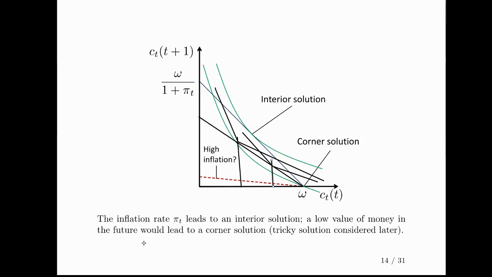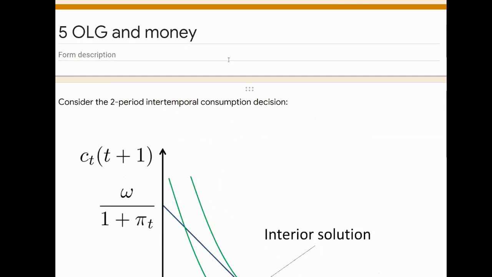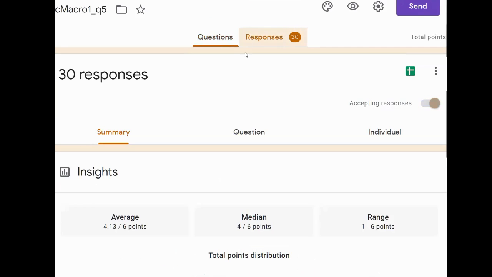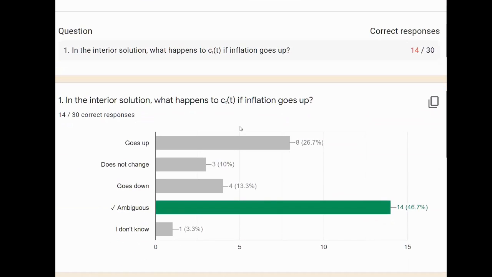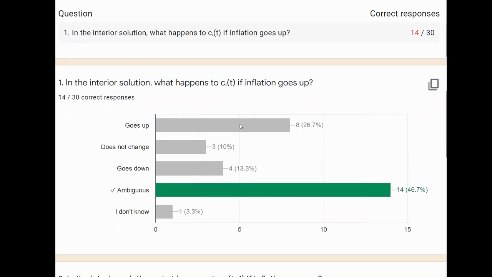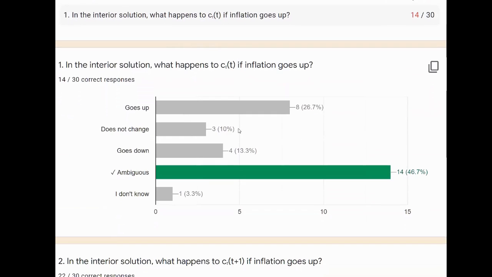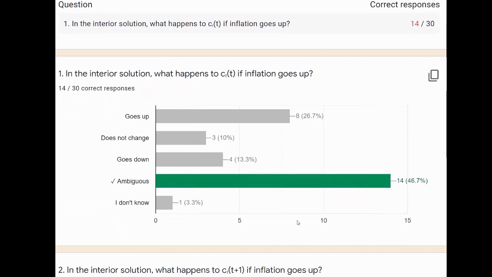Okay, so let me see how many of you got it right. Yeah, most of you actually. I'm quite impressed. Good. I think that was the hardest question in the quiz. Okay, second question. In the interior solution, what happens to consumption in time t+1? Does somebody have an opinion on that?